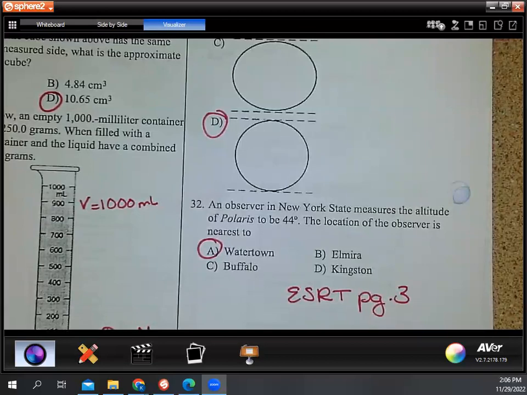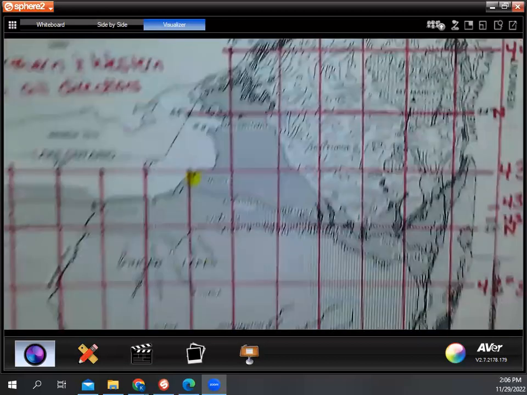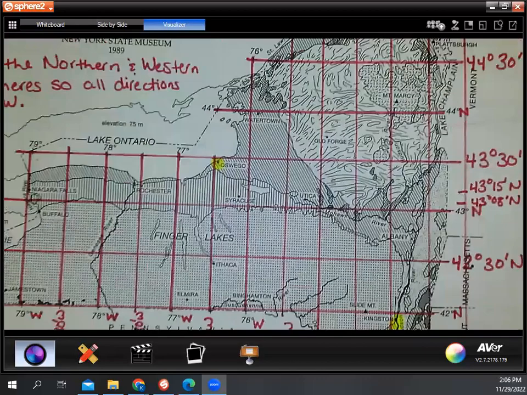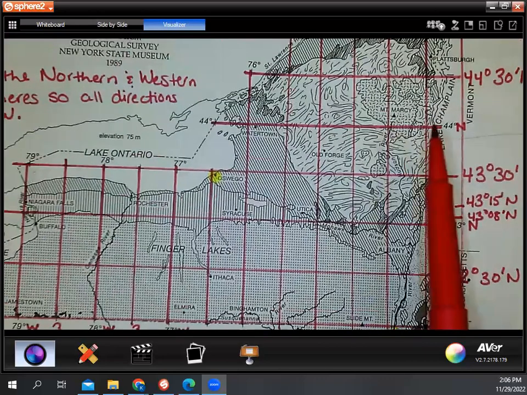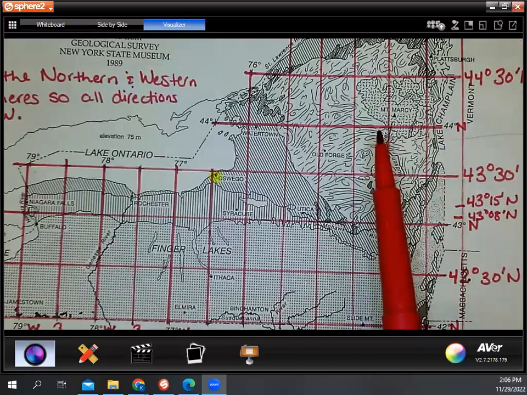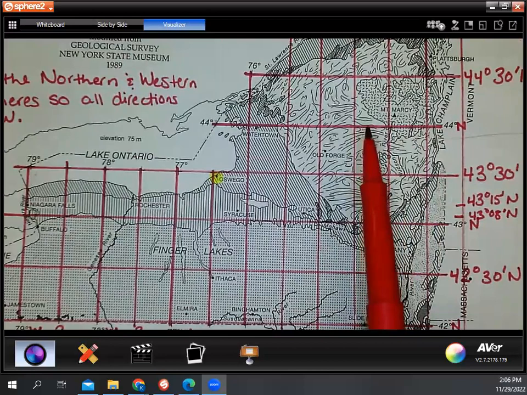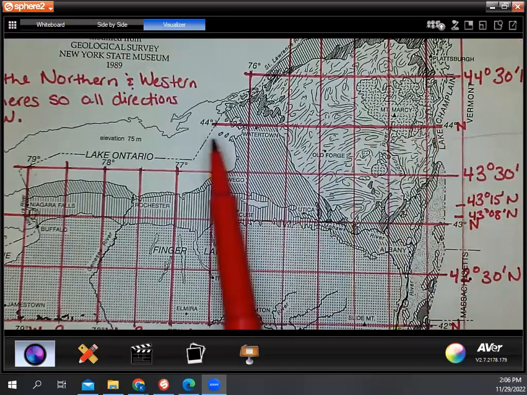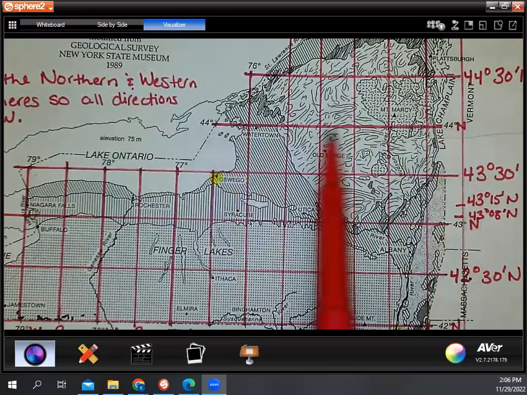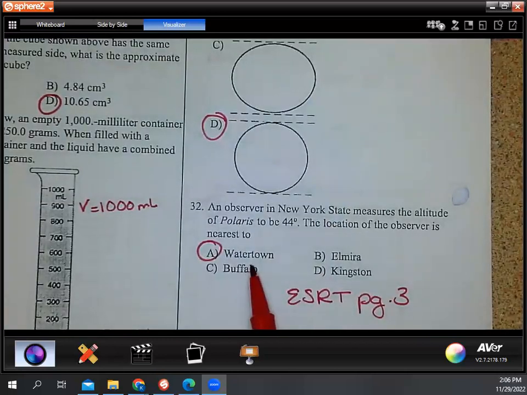The location of the observer is. So to do this, you need your Earth Science reference table, page 3. You need to find 44 degrees, and you need to know that the latitude equals the altitude that you see Polaris at in the night sky. If I'm at 44 degrees, the closest city to me there is Watertown. So Watertown sees Polaris at a 44-degree angle.